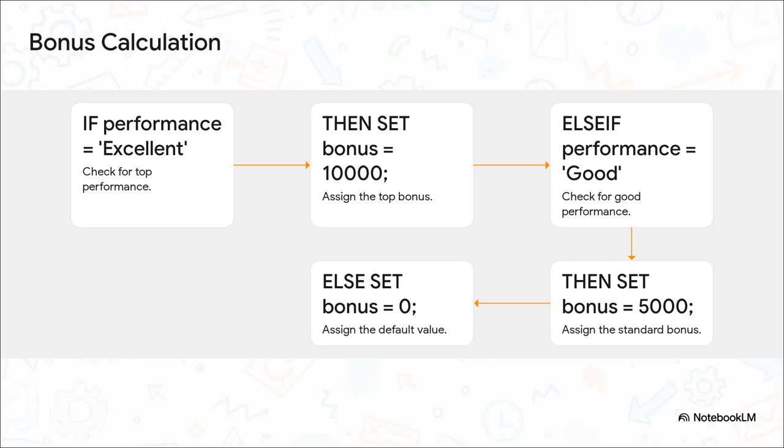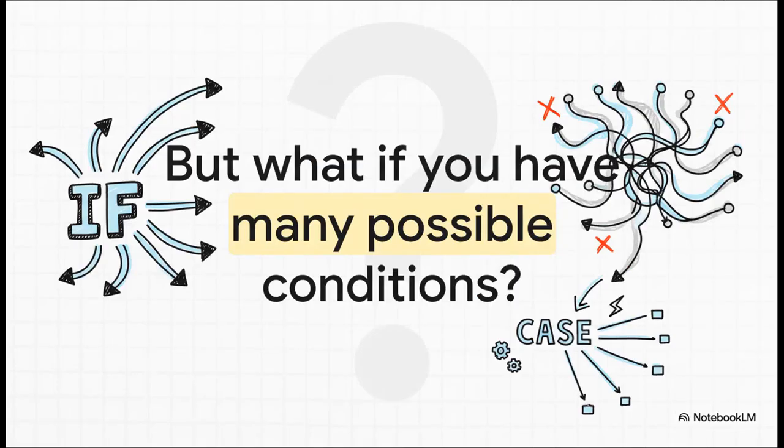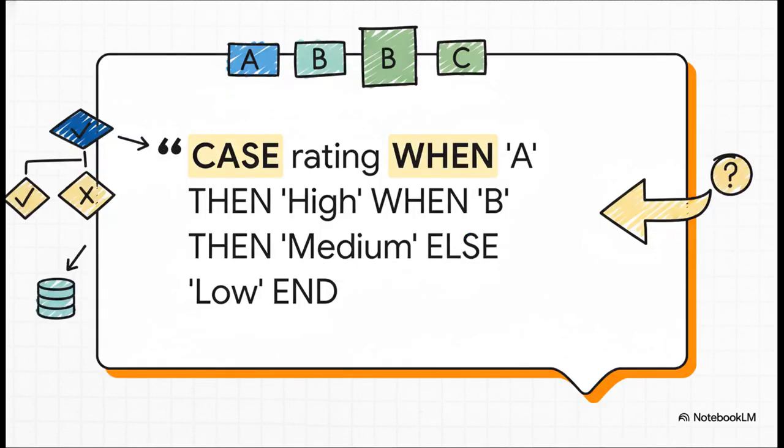It's absolutely perfect for tiered logic, like figuring out a performance bonus. An if statement is great for 2 or 3 paths for sure, but what if you have 10 or 20? Stacking a bunch of if statements inside each other can turn into a total mess, and it gets really hard to read. We definitely need a cleaner way to handle that.